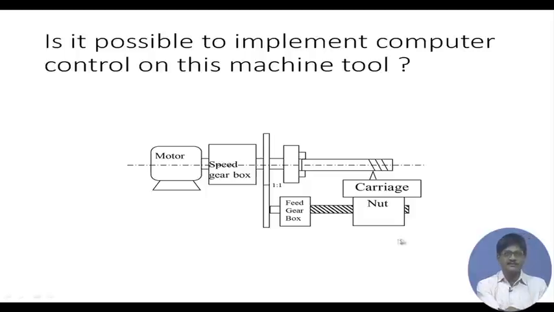So, in this machine, if we want to implement computer control, we can see that there is a chain moving from the top up to the spindle, and there is also power flowing this way, so that the same motor through gearboxes is controlling two motions. This has to be removed and a separate motor has to be put for the feed motion. So, one motor for the feed motion, one motor for the speed motion, and yet another motor would be required for the cross feed, one for cross feed, one for longitudinal feed.